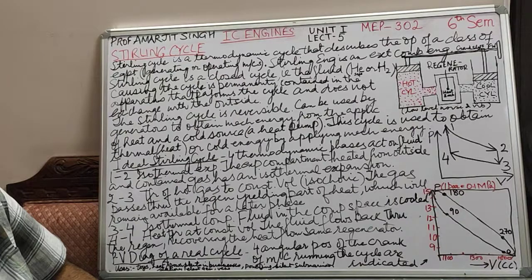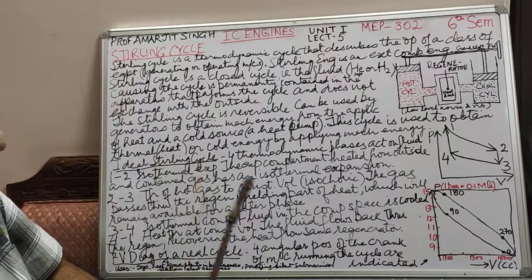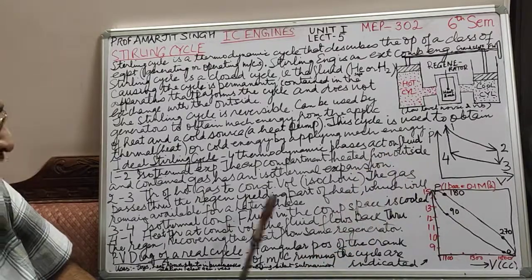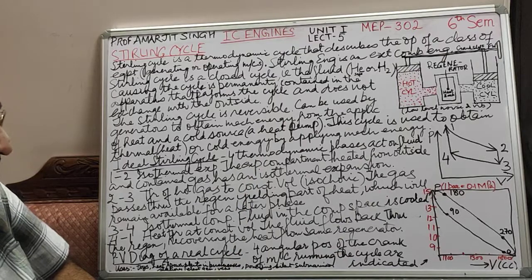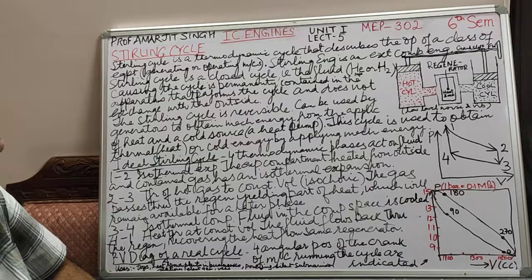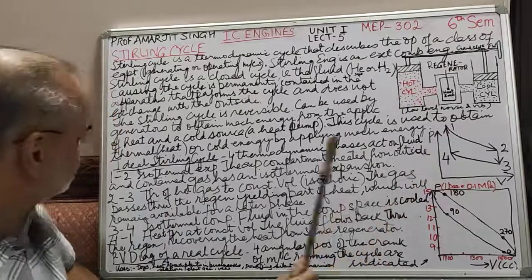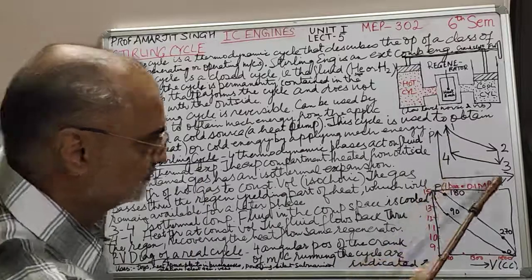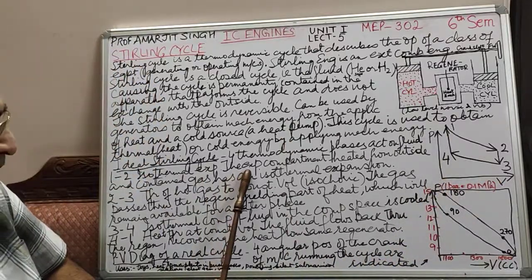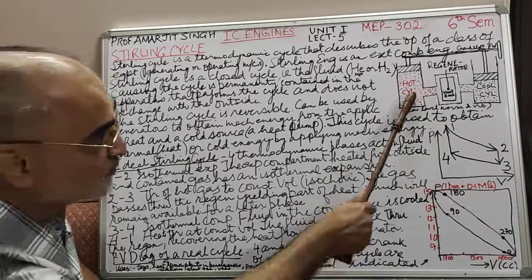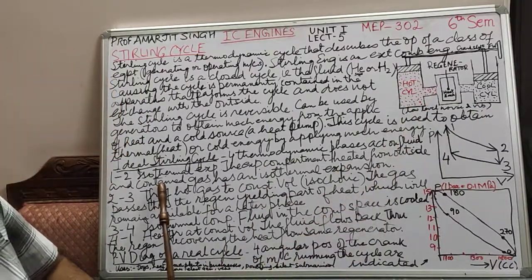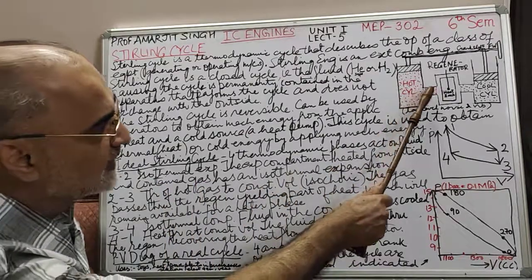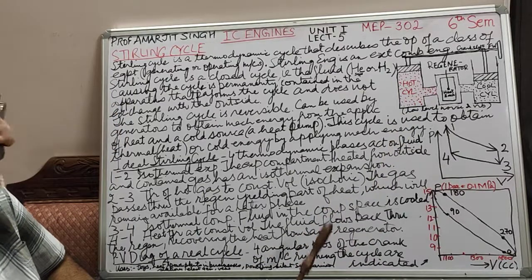Now, the ideal Stirling cycle, let us have a look at the ideal Stirling cycle. It has four thermodynamic phases which act on the fluid. 1 to 2, isothermal expansion. The expansion compartment is heated from the outside, and the contained gas has an isothermal expansion.